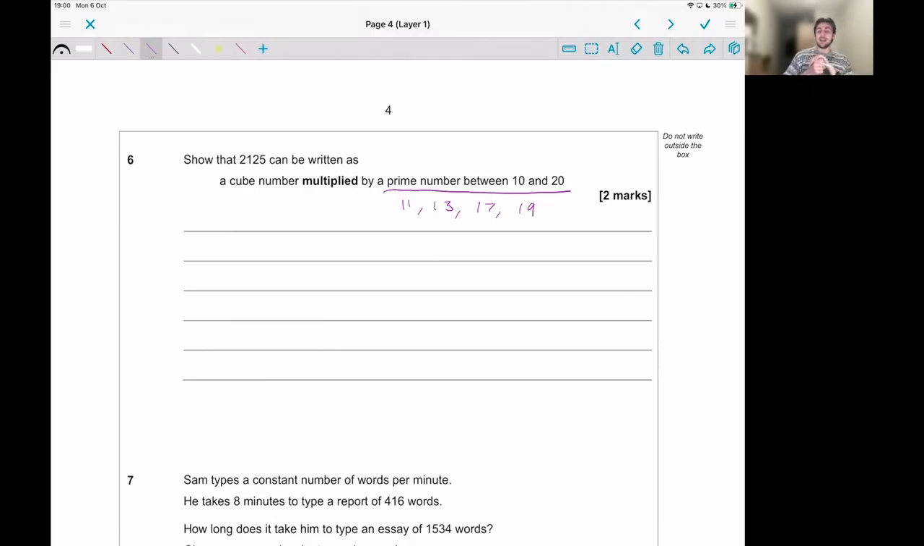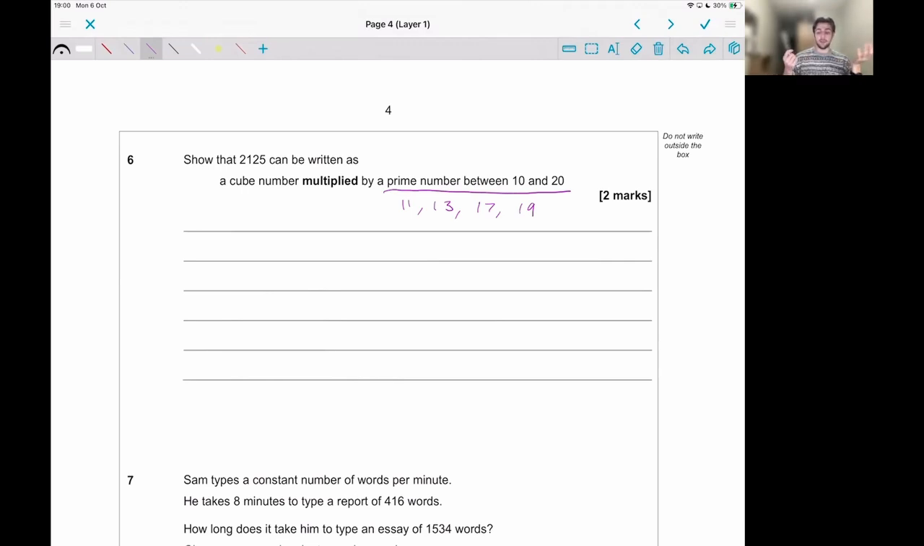Why is it that those are our only prime numbers? Well, what is a prime number? A prime number is a number that can be divided only by 1 and itself. It has no smaller numbers that divide it into whole numbers. So if we take 15 as an example, 15 can be written as 3 times 5. And that means that it's not prime because we can write it as a multiplication of smaller numbers.